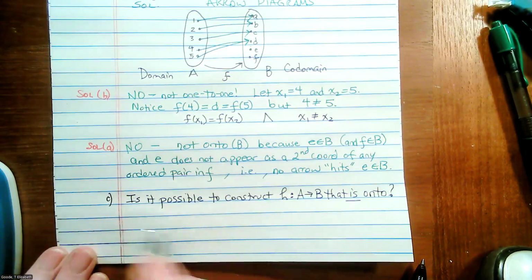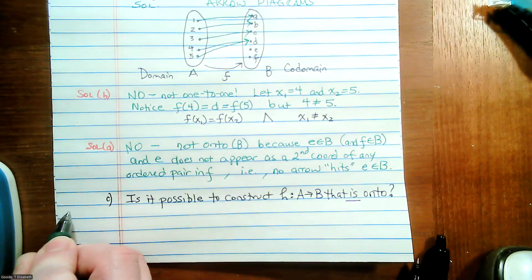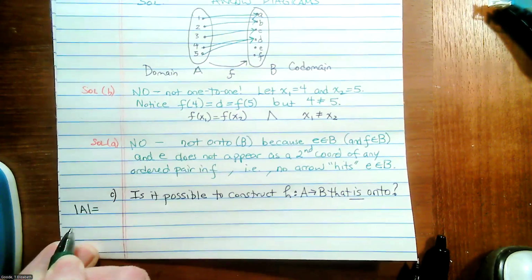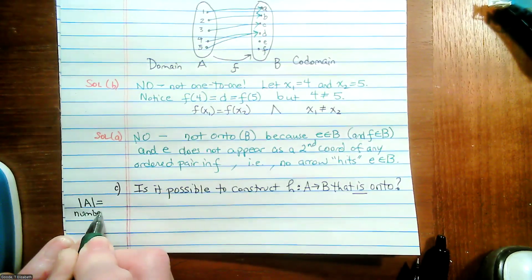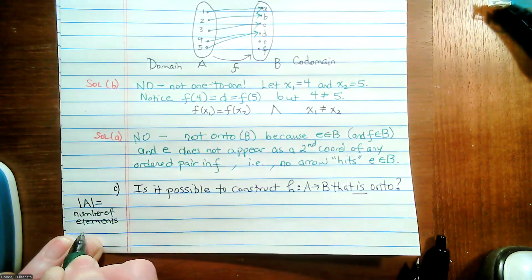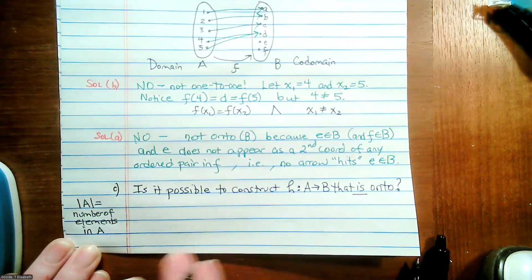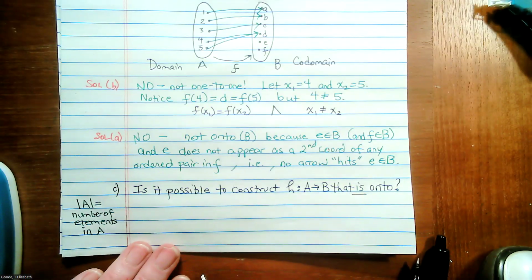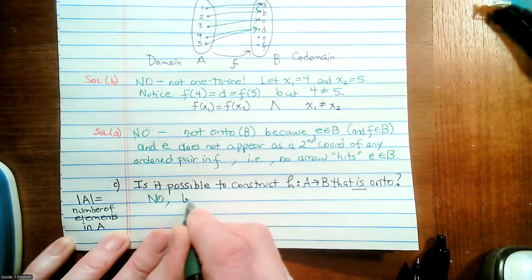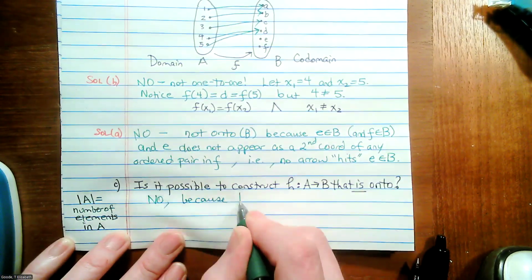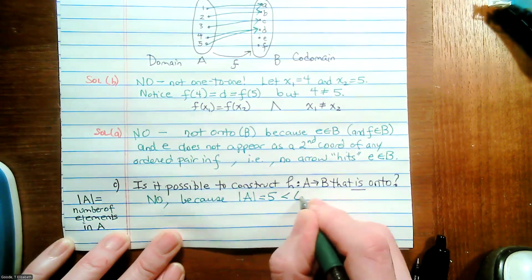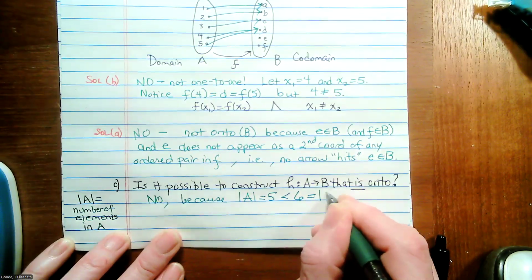Remember, here's some notation. The absolute value of A is equal to the number of elements in A. So it's a way to denote the size of a set. If it's a finite set, we could put the absolute value around it. So the answer is no, because the size of A is 5, but 5 is less than 6, and that's the size of B.